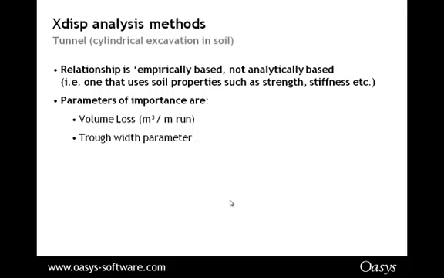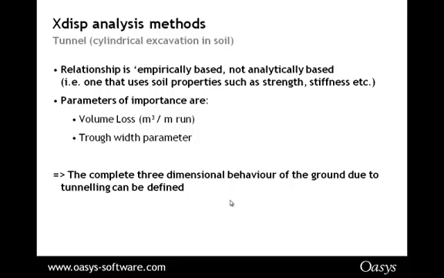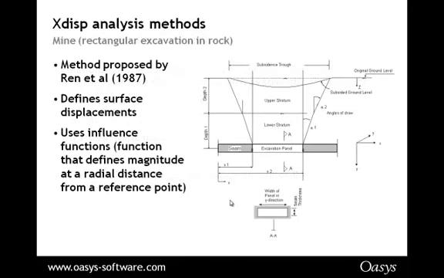So in Xdisp, the main parameters of importance really are volume loss and trough width parameter. So it's not analytically based, and on that basis, you don't need the soil properties such as strength and stiffness and so on and so forth. So from these two parameters, which are volume loss and trough width parameter, you get the complete three-dimensional behavior of the ground. So it's a very powerful tool, really, just based on two very simple parameters.